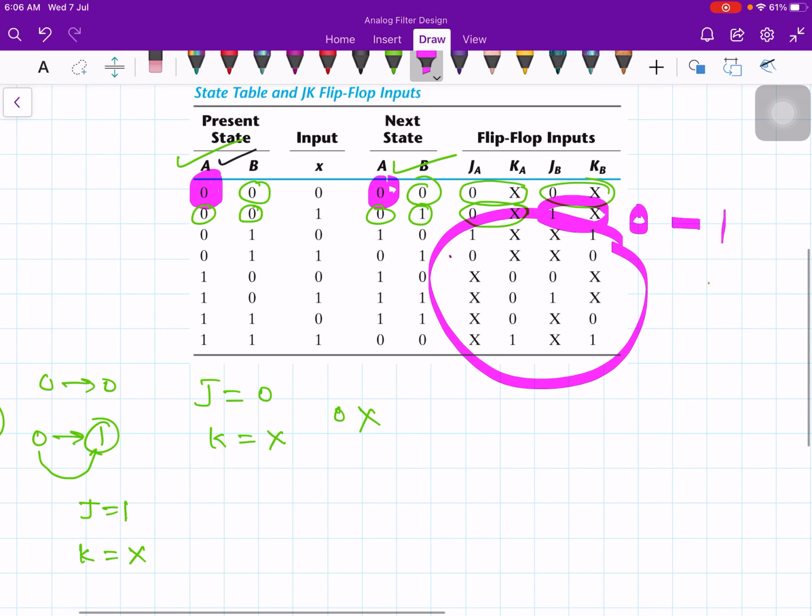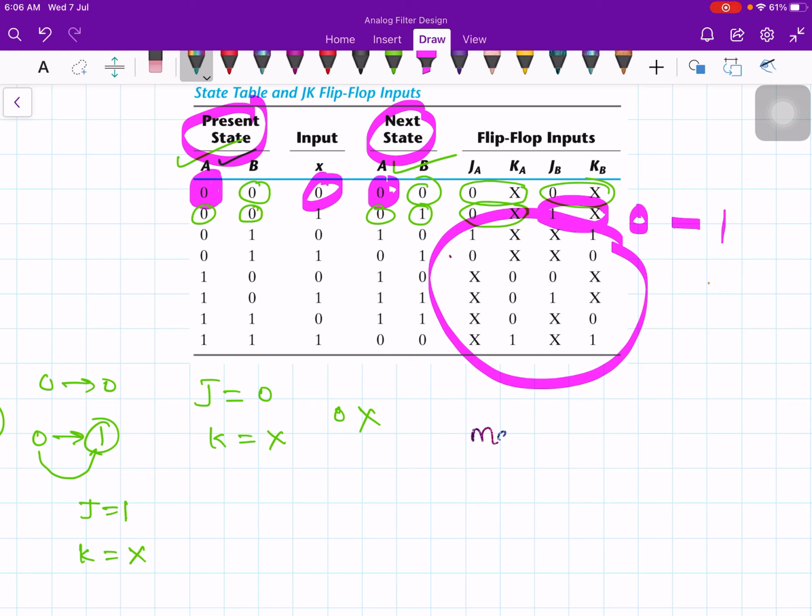Now the flip-flop inputs are known, and these inputs are a function of the present state and the input. I'm sorry, not a function of the next state, it is a function of purely the present state and the input. When the machine is in state 0 0, the moment you give 0, it goes to 0 0. When the machine is in 0 1, and you give 0, then it goes to 1 0. Therefore the next state is a function of the present state and the input.